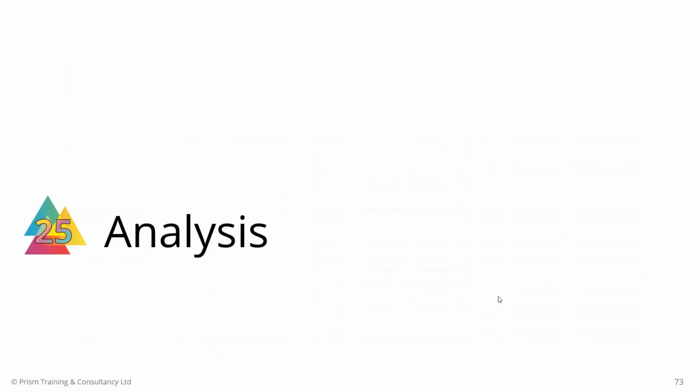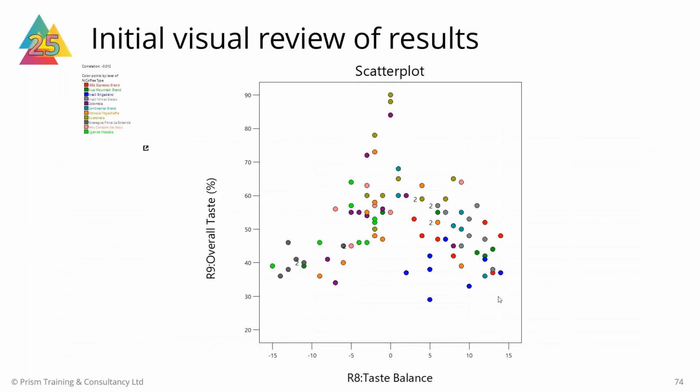In terms of the analysis, it's going to be tight, isn't it? Here is a nice picture which shows where the best coffees are. On the horizontal axis here, we've got the taste balance. So on the left, very sour. On the right, very bitter. In the middle, just right. Near the top, these are the ones that I've rated as having the highest taste score.